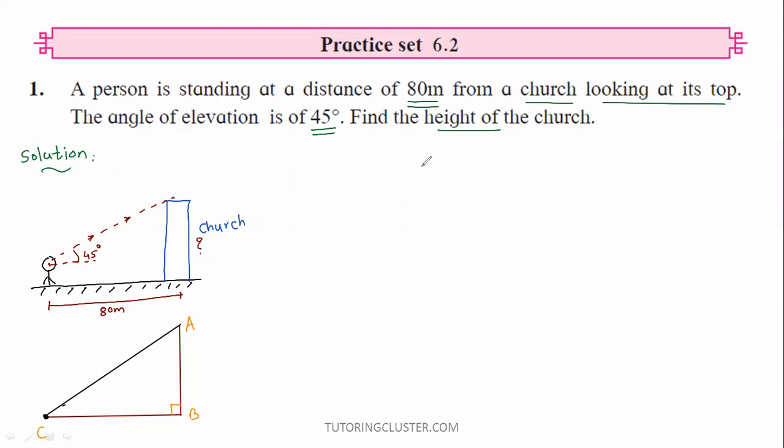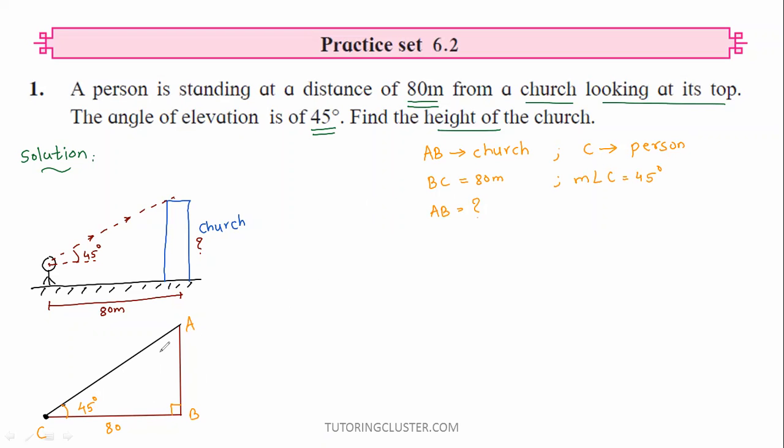Now in triangle ABC, what is AB? It represents the church. Then point C represents the person. This distance BC, it is how much? 80 meters. And one more thing, what is the angle C here? 45 degrees. So the measure of angle C is 45 degrees. They have asked you what is the height of the church. That means AB is asked.